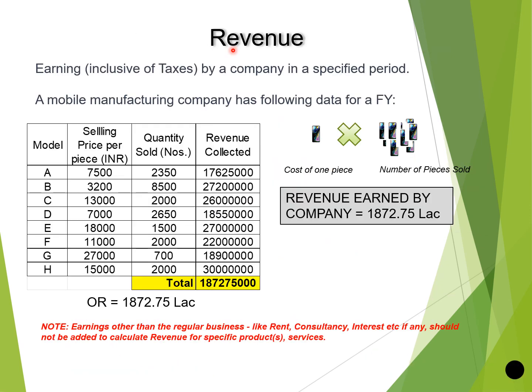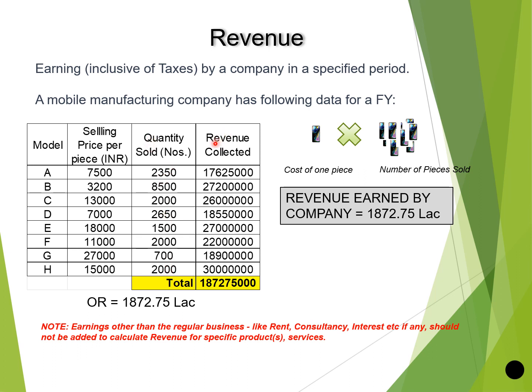Let us understand a few important terms, and the first is revenue. Revenue is earning inclusive of taxes by a company in a specified period. For example, a mobile manufacturing company has the following data for a particular financial year. This is the data. They made mobile model A, B, C, D, E, F, G, H. The selling price for each model per piece is as mentioned here. The quantities sold per model is also mentioned here.